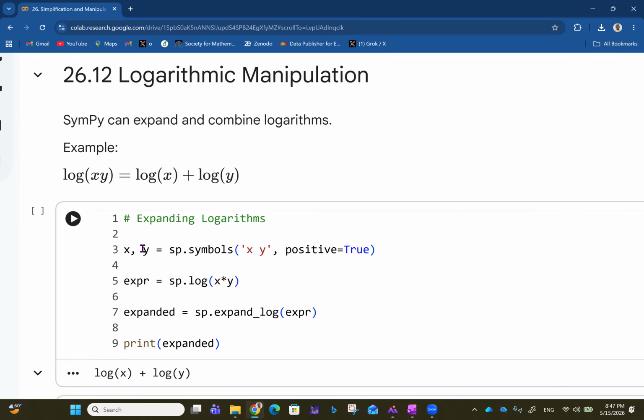So expanding logarithms, now you have x comma y, sp symbols xy. Guarantee that it is positive because logs only work for positive numbers. If not, that's why you have to guarantee that each of them is positive. So the expression you have log x, y. So expanded now you have sp dot expand underscore log expression. So just like the other time we had expand underscore trig for trig, this is for log now. So if you print that, you have log xy is basically the same thing as log x plus log y. Of course, don't forget that you can only get log from SymPy. That's why you need sp dot log x times y, like that.